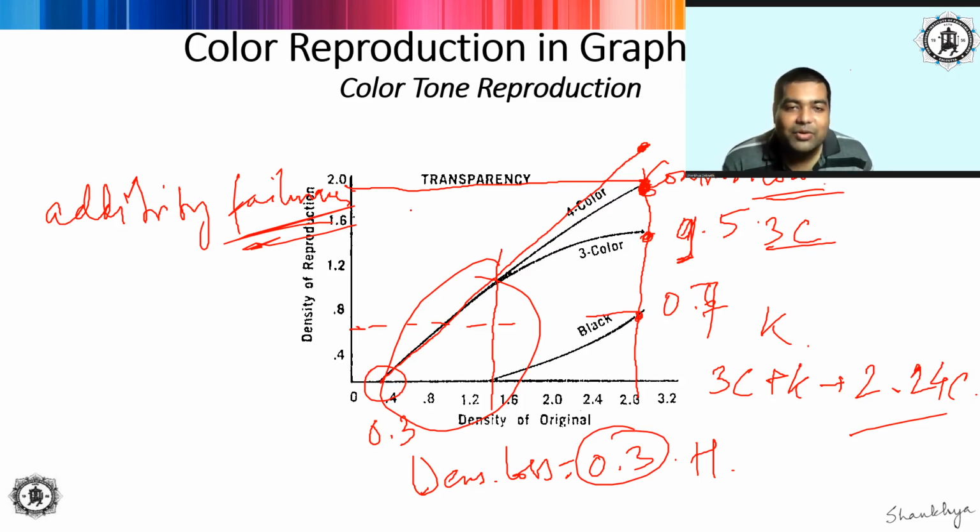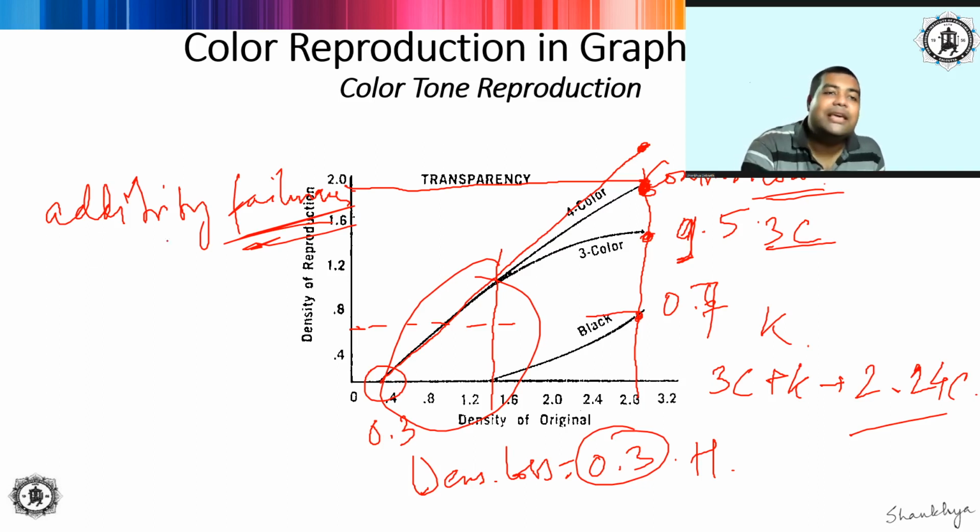Any idea about it? Of course you should have an idea, because I have talked about this in great detail in the earlier lectures when we were talking about color correction using photographic masks. So I'll just pause the video over here for a minute, try to think about it, and you will get the answer. Obviously I'll give you the answer.